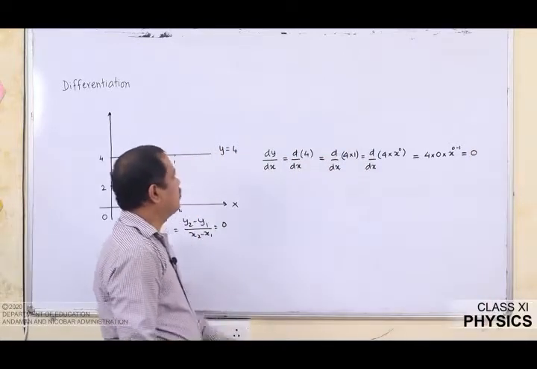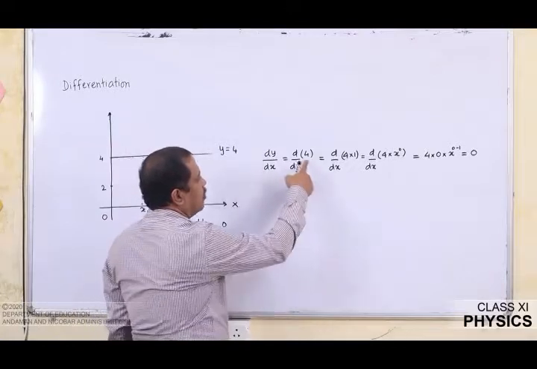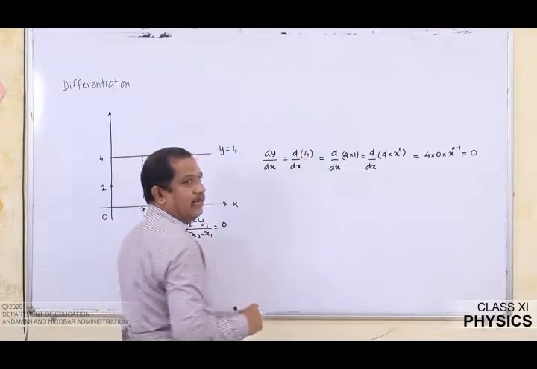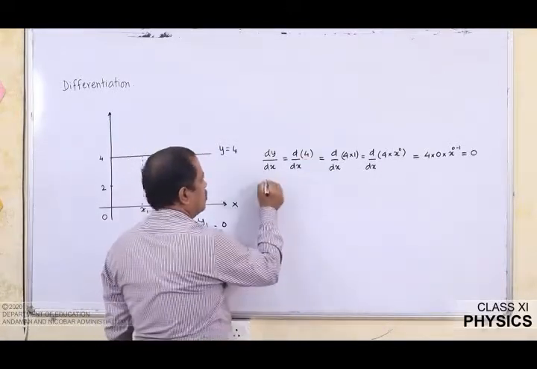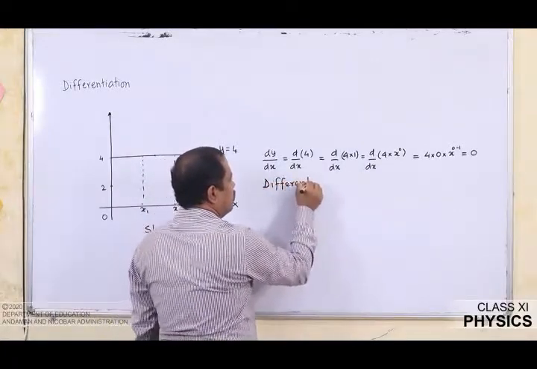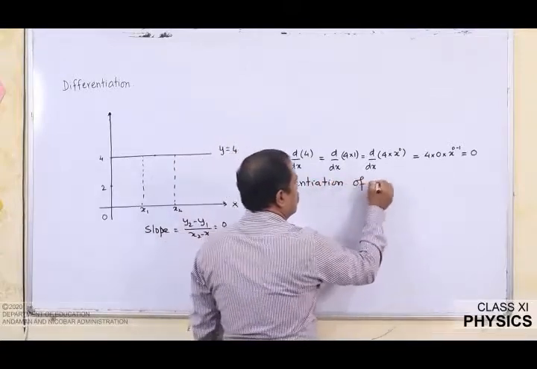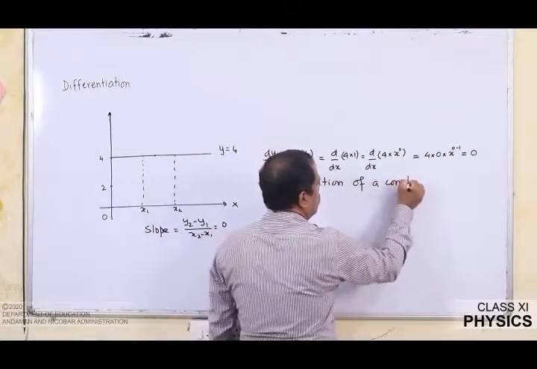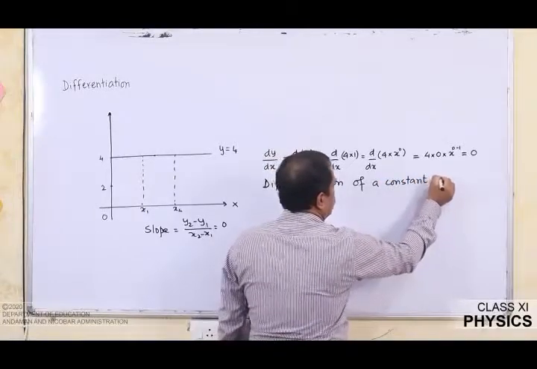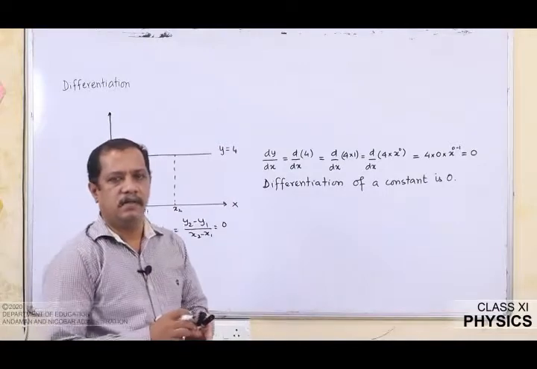So, thus from this concept we get, whenever we differentiate a constant, it always yields 0. Therefore, the concept says that differentiation of a constant is 0.